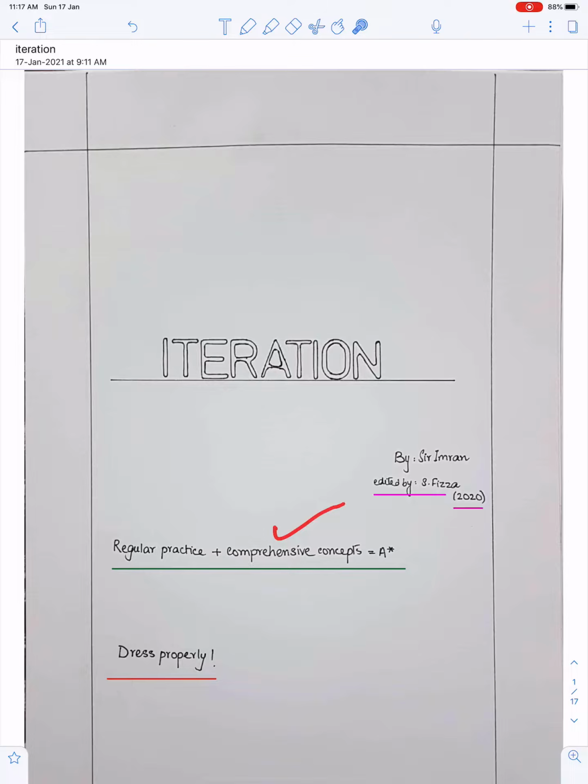Comprehensive concepts plus regular practice is equal to A star. An important advice for me and for everyone: always dress properly.